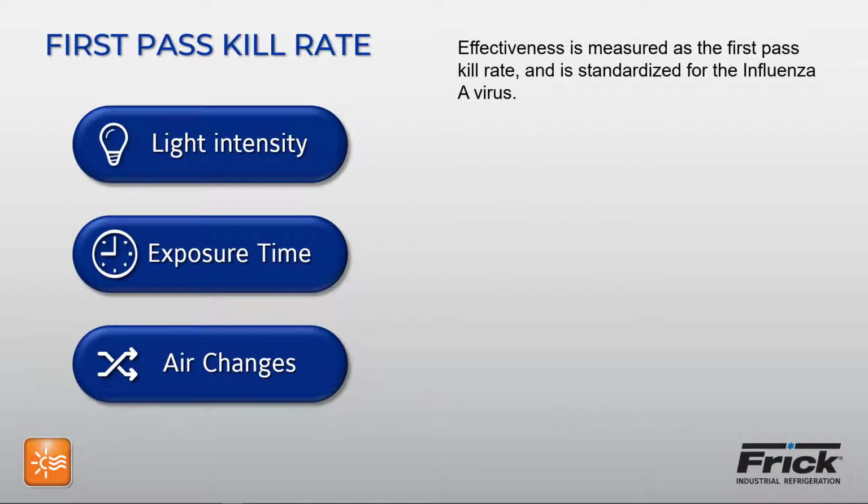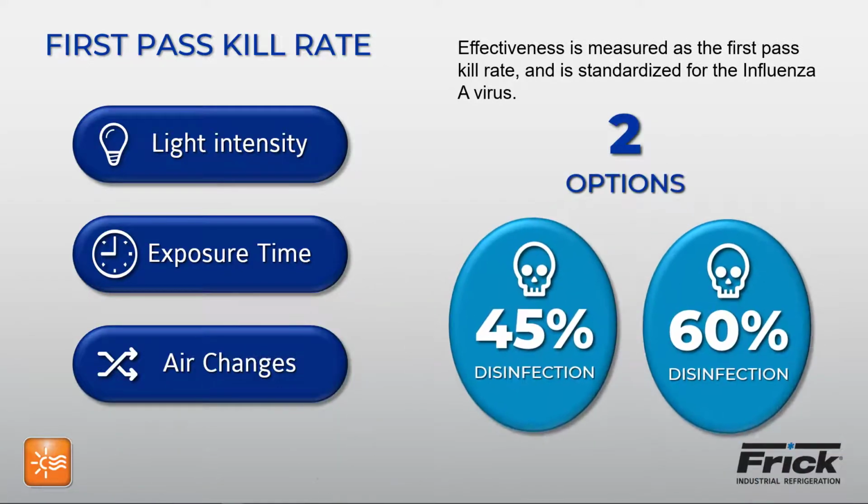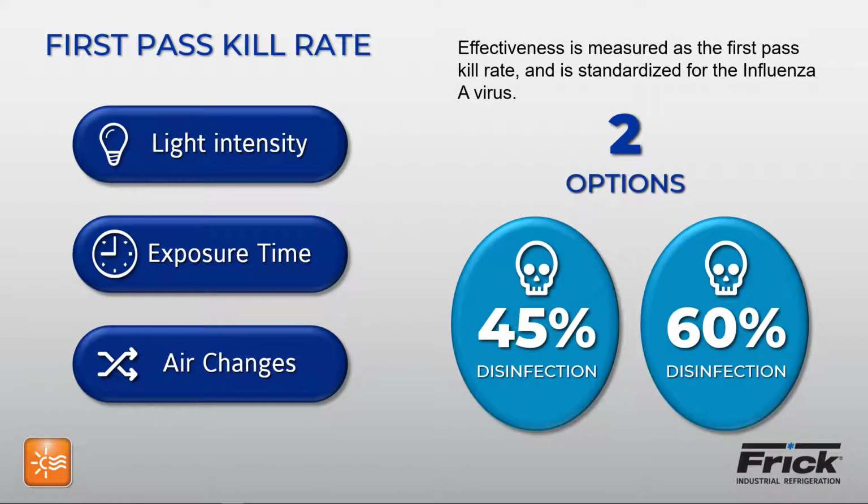Well, there's a measure called first pass kill rate. Literally, the percentage of organisms passing through that are rendered inert in one pass. Since different pathogens react differently, the measure is standardized for influenza A. Frick has two options for disinfection: 45% first pass kill or 60% first pass kill.